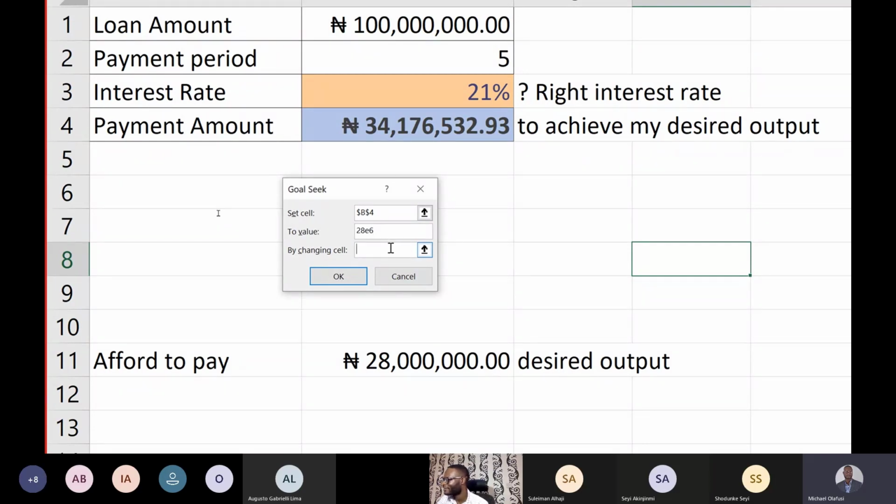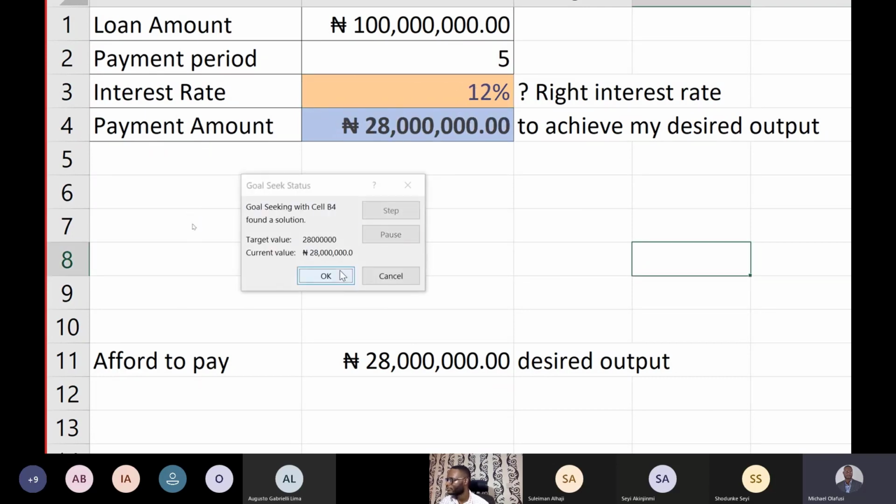Okay, then by changing what cell, I want to know the right input. So by changing this input cell, changing this, are you getting it? Is this clear? So that is it. This is what you said: your output cell to the exact desired value, right? And then the input cell. Clear? And I do okay.